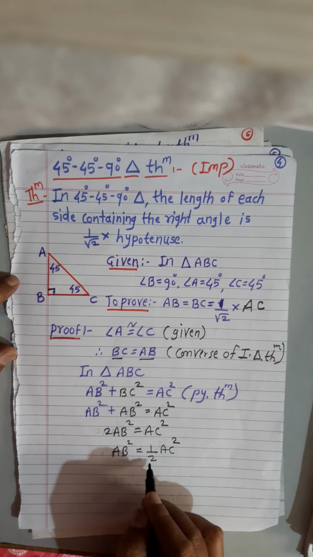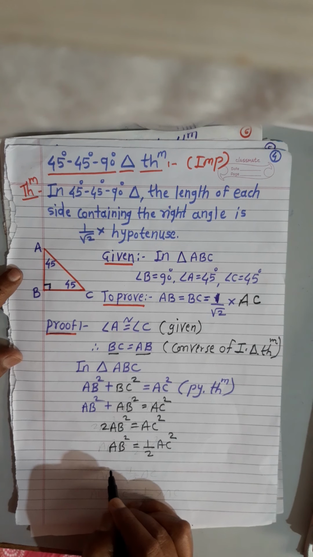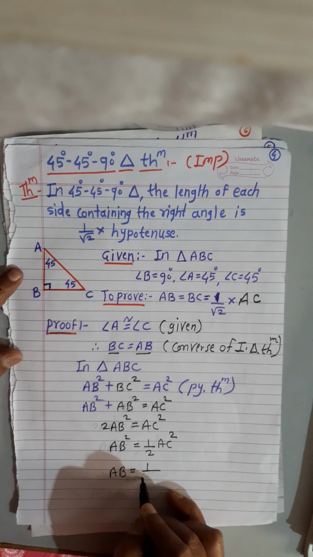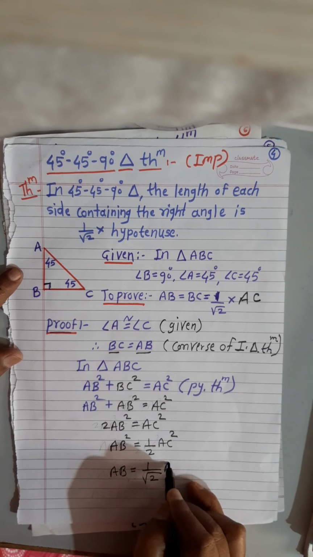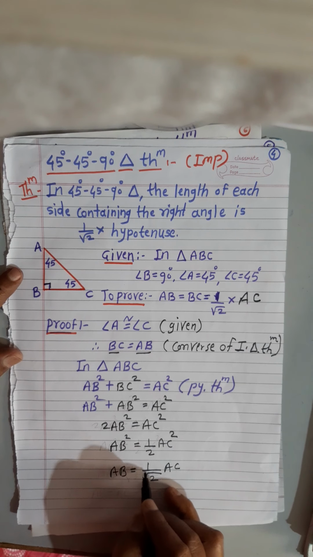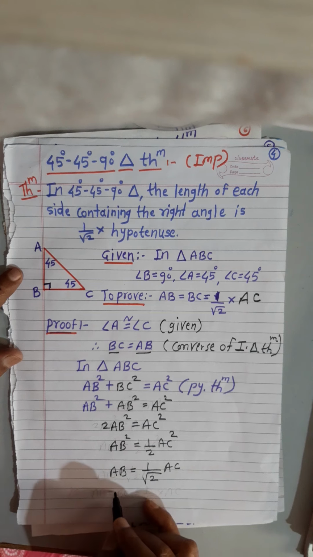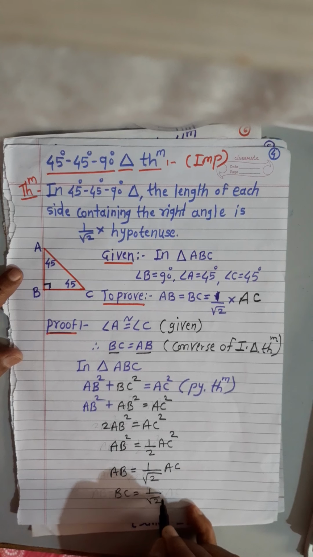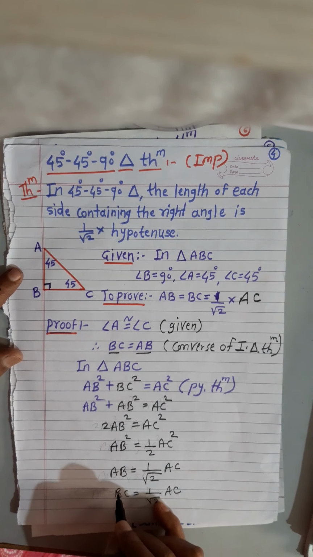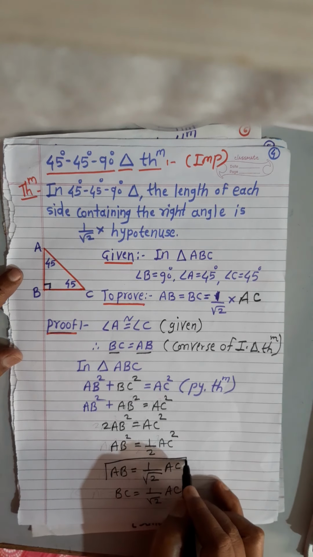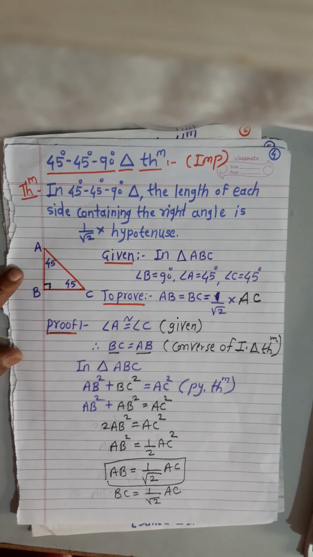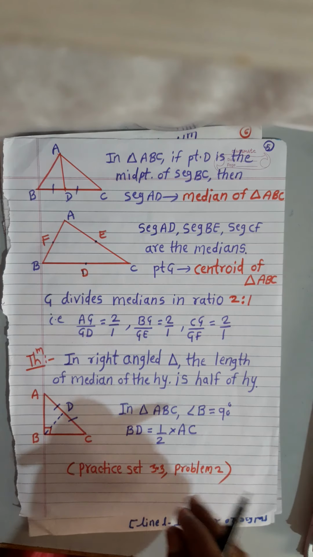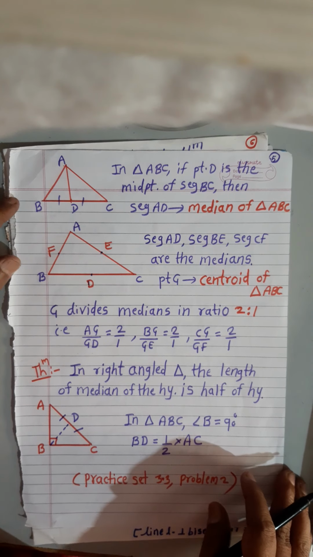It is multiplication, therefore it will be in division. Now taking square roots, we will get AB equal to square root of 1 is 1, square root of 2 is root 2, and AC. So AB equal to 1 upon root 2 into AC, also BC equal to 1 upon root 2 into AC. Why? Because these two sides are congruent. This is called the 45-45-90 triangle theorem. Now we have learned this in 8th standard.